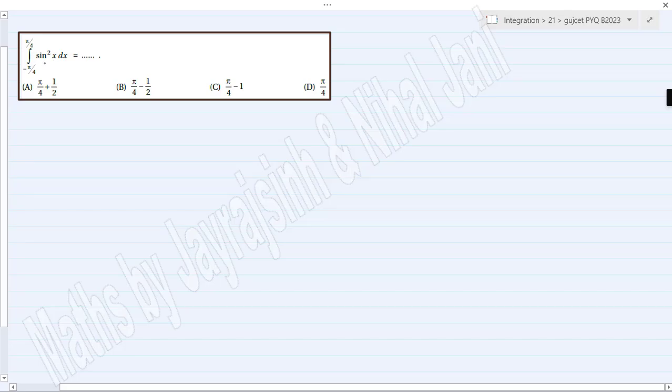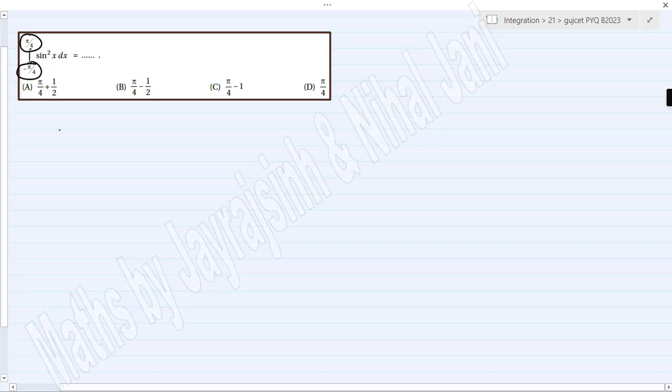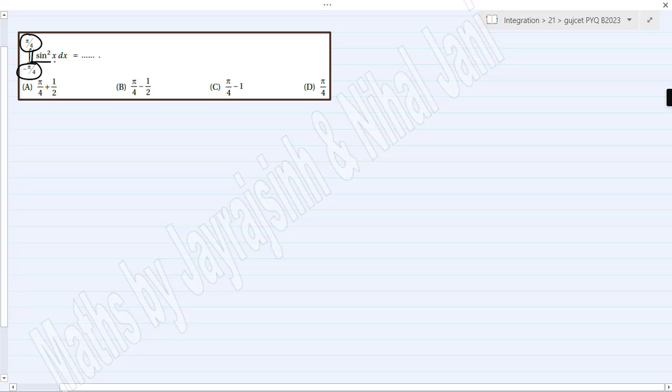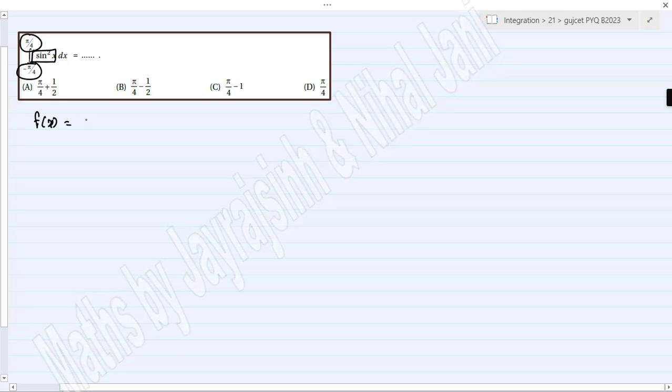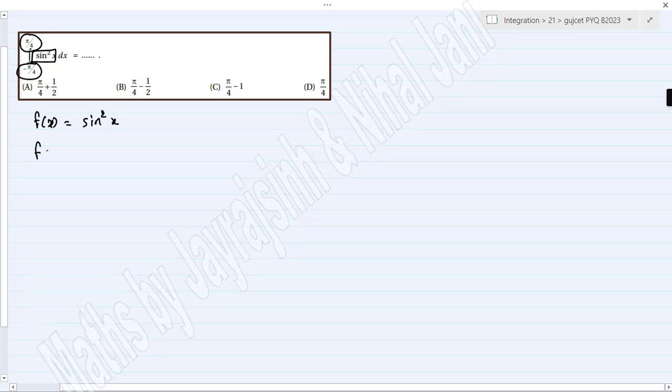Here we have integration sine square x from minus pi by 4 to plus pi by 4. Basically, this minus pi by 4 and plus pi by 4 is called symmetric limit. So for symmetric limits we check the function. In this case, your function is sine square x, and to check odd or even, we have to find out f of minus x.